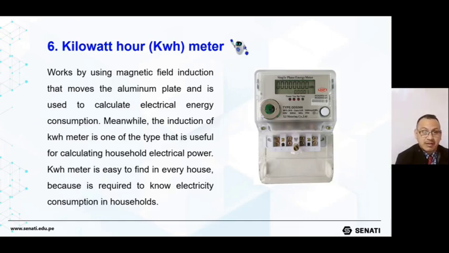Kilowatt hour kWh meter. Kilowatt hour meter works by using magnetic field induction that moves the aluminum plate and is used to calculate electrical energy consumption. Meanwhile, the induction kilowatt hour meter is one of the types that is useful for calculating household electrical power. Kilowatt hour meter is easy to find in every house because it is required to know electricity consumption in households.